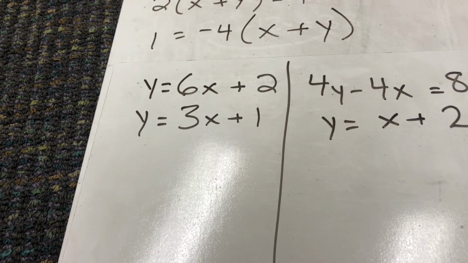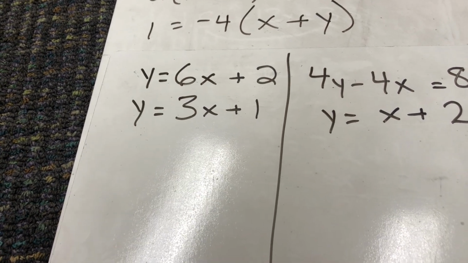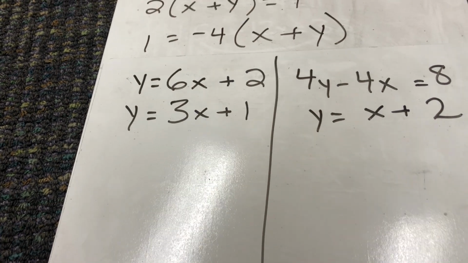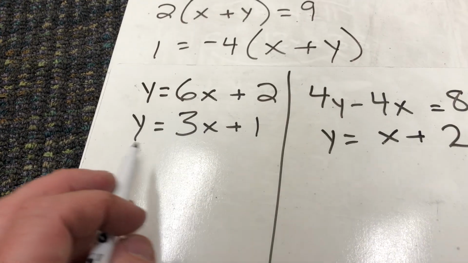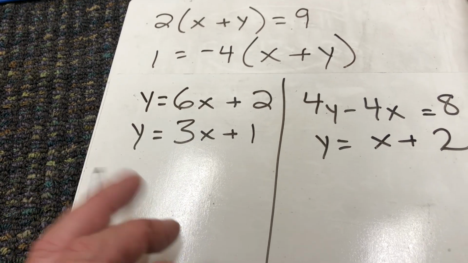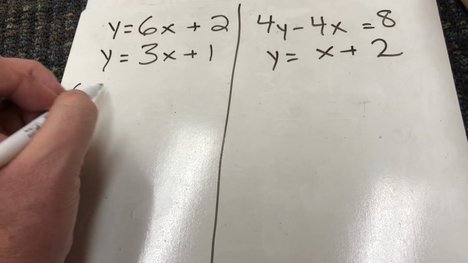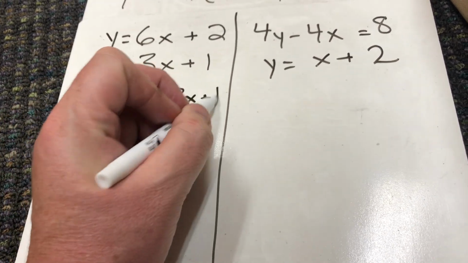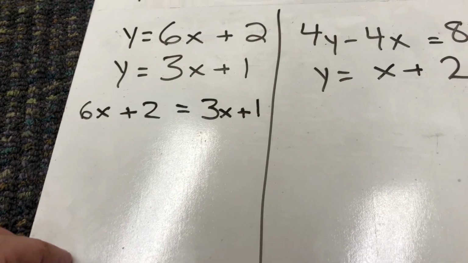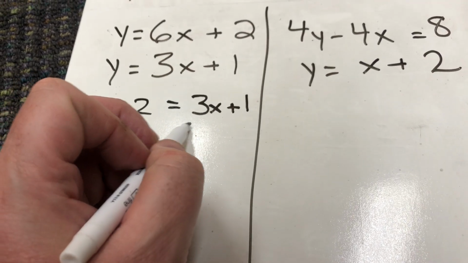And then you have some that will continue to give you, like what we've done, simply a solution. So let's look at this one. Now, as always, we want to try to put them in slope-intercept form. So this is going to give us 6x plus 2 equaling 3x plus 1. Now, once again, we're going to try to isolate the variable.